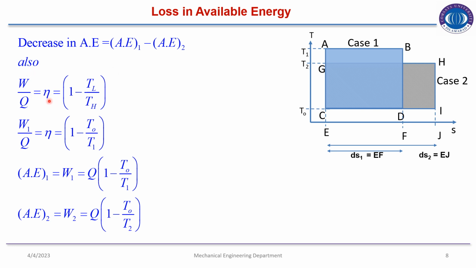Now we have a relation for efficiency as output over input. The output is useful work W, and Q is the amount of heat supplied by the source or high temperature thermal energy reservoir. The relation for reversible heat engine efficiency is 1 minus TL over TH, where TL is the temperature of the sink and TH is the temperature of the source. When we are calculating for case 1, the useful work is W1, the source temperature is T1 and the sink temperature is T0. We multiply Q from the denominator on the left hand side to the right hand side, so W1 is equal to Q into 1 minus T0 over T1, and W2 is equal to Q into 1 minus T0 over T2. In case 1 the source temperature is T1, and in case 2 the source temperature is T2.